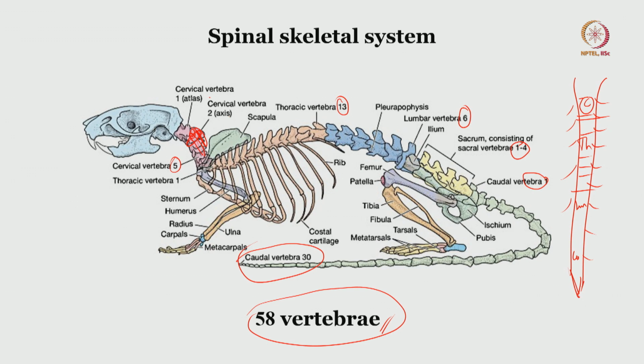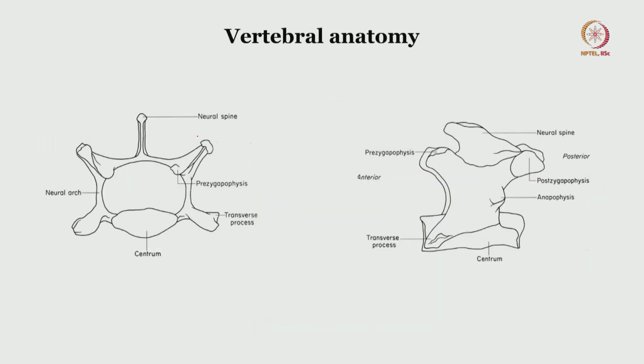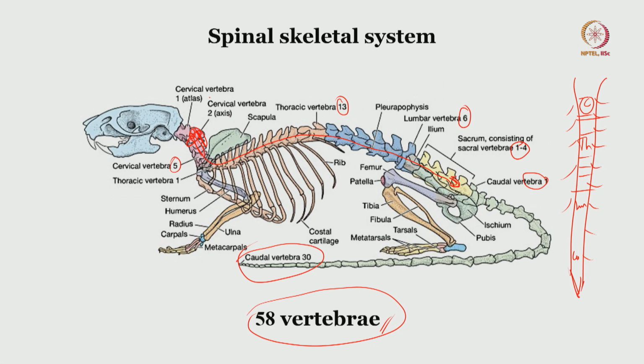The cord ends somewhere there, and as you can see in the next few images, you will be able to appreciate where the cord ends. So, for 58 vertebrae to accommodate the spinal cord which is shorter, obviously there are multiple segments covered by a single vertebra. For example, this sacral vertebra covers around 4 to 5 cord segments, all right.